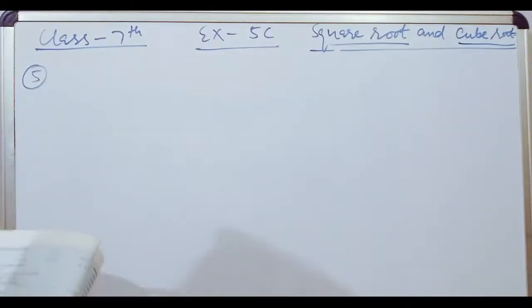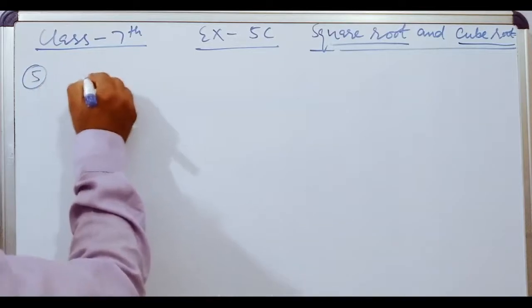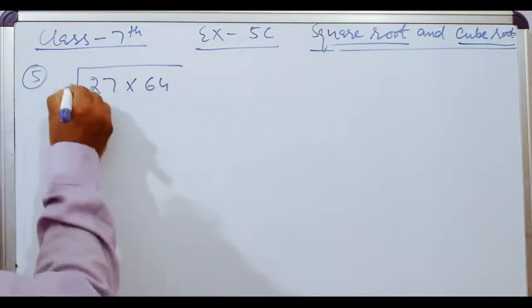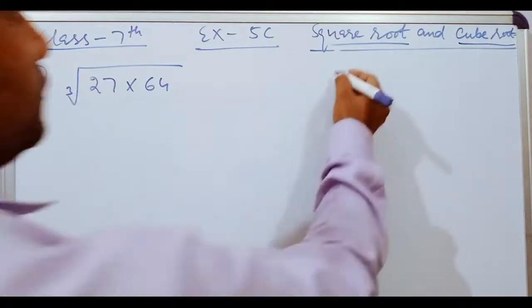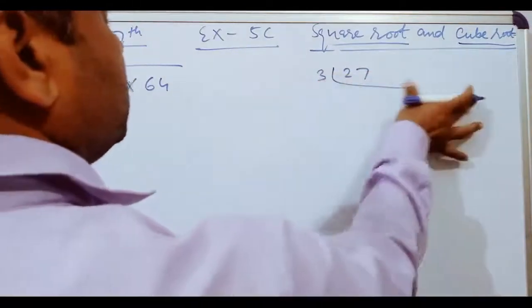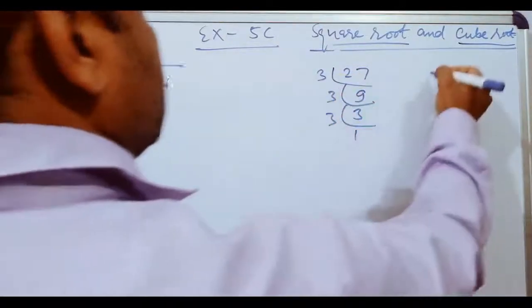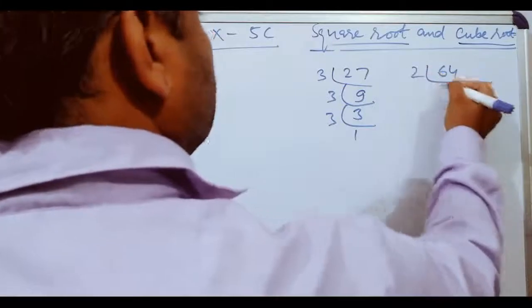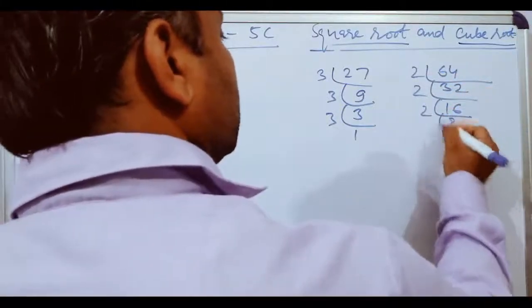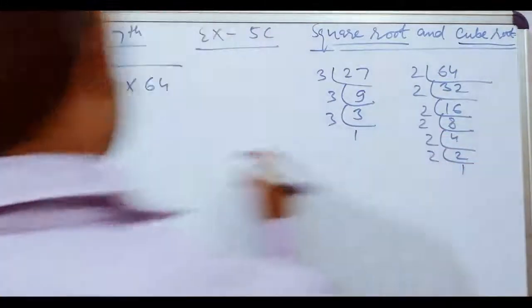Find the cube root of each of the following. Number 1, 27 into 64. We have to find this. So first we have to factorize 27. 3 9s are 27, 3 3s are 9, 3 1s are 3. Then 64. 2 3s are 6, 2 2s are 4, 2 1s are 2, 2 6s are 12, 2 8s are 16, 2 4s are 8, 2 2s are 4, 2 1s are 2.